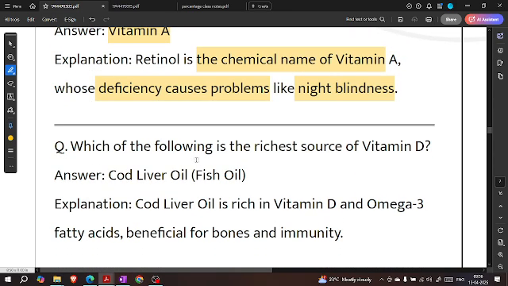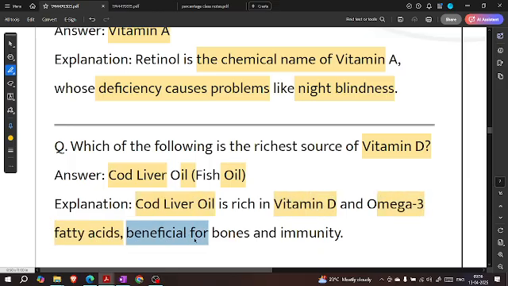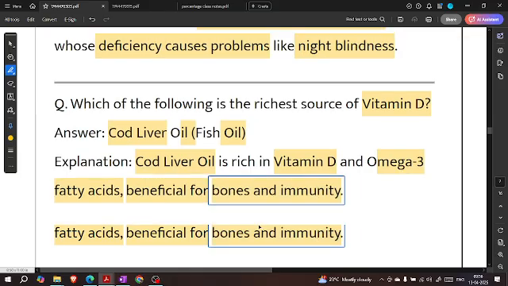Which of the following is the richest source of vitamin D? Cod liver oil, fish oil. Cod liver oil is rich in vitamin D and omega-3 fatty acids, beneficial for bones and immunity.